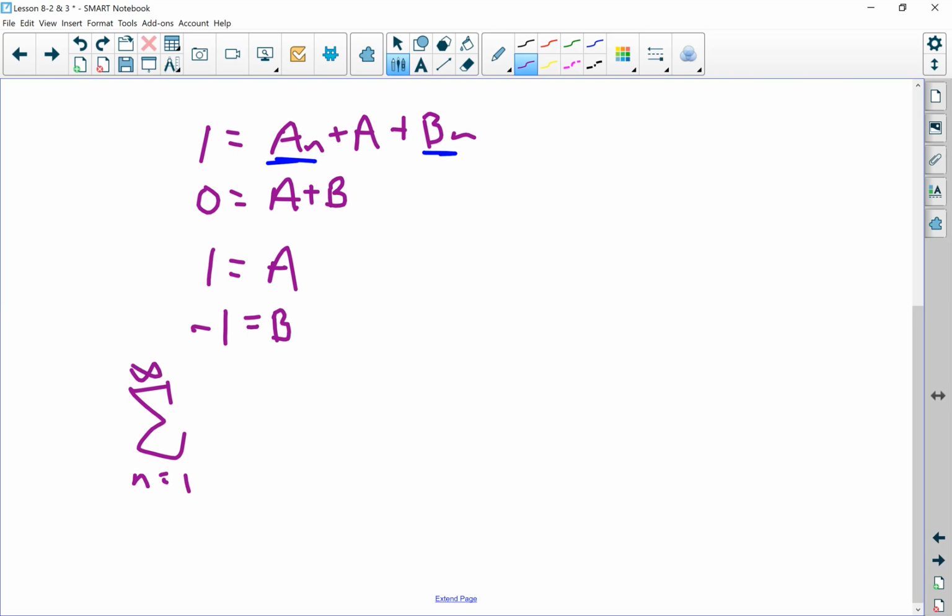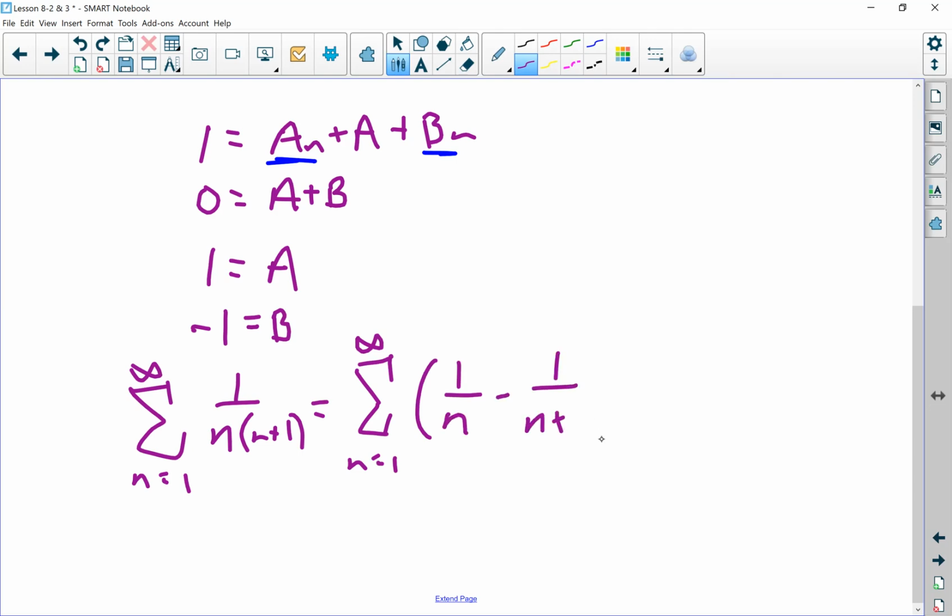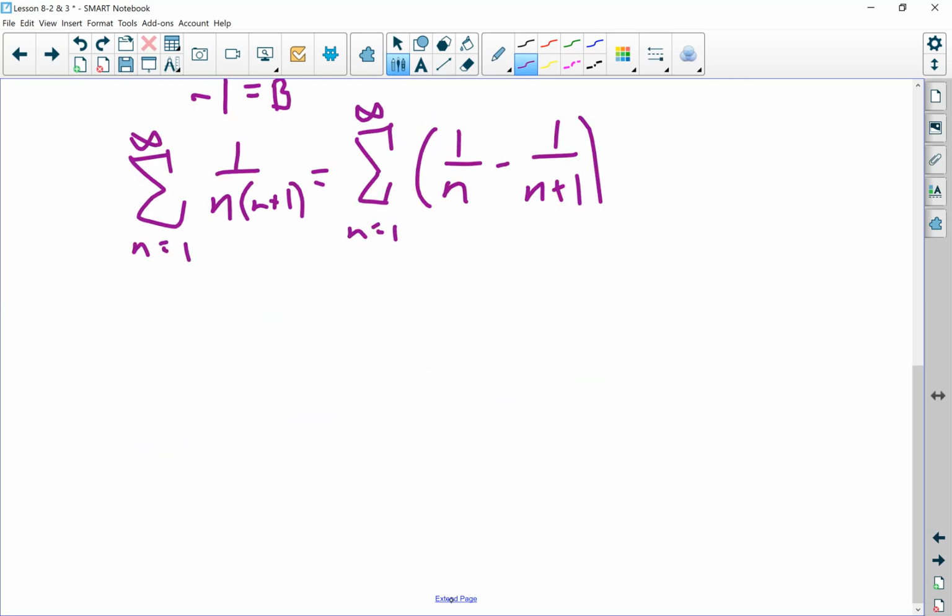So my sum of 1 over n times n plus 1 is the same as the sum, n goes from 1 to infinity, of 1 over n minus 1 over n plus 1. And now you will see why it's called a telescoping sequence.